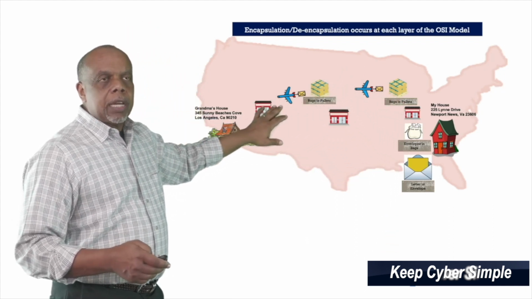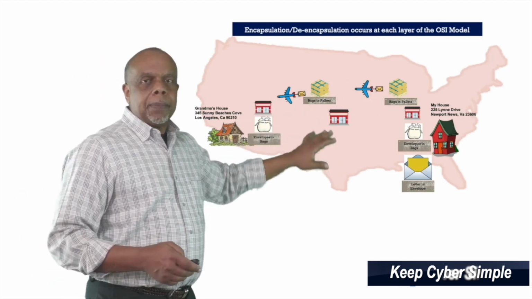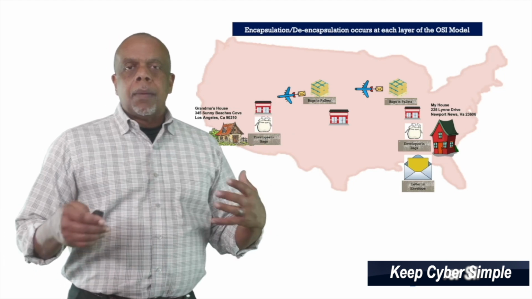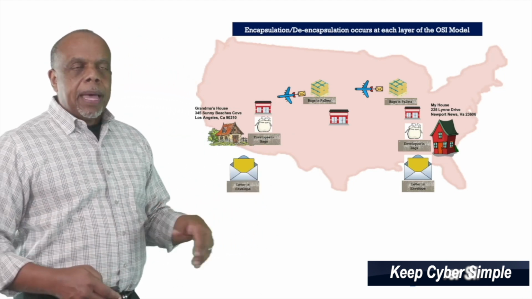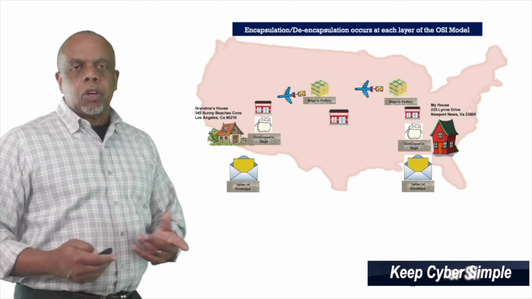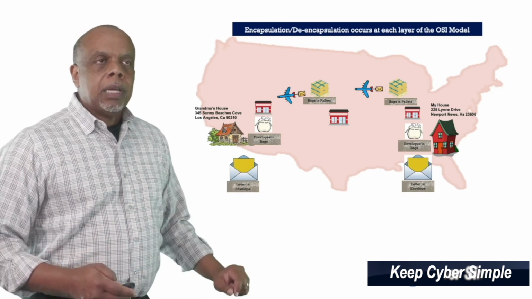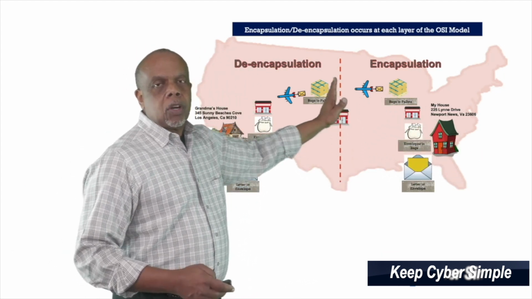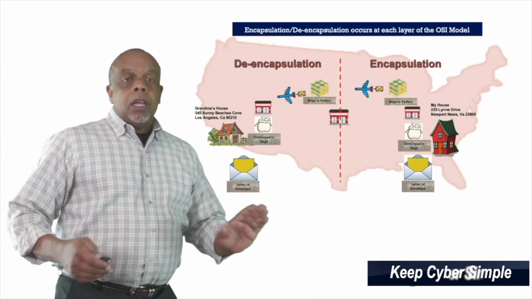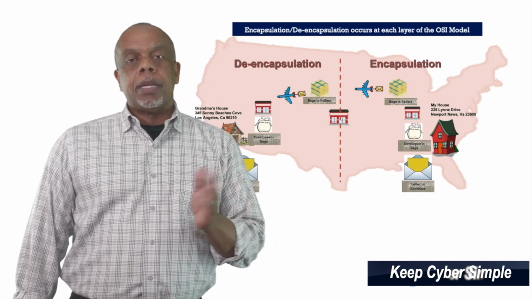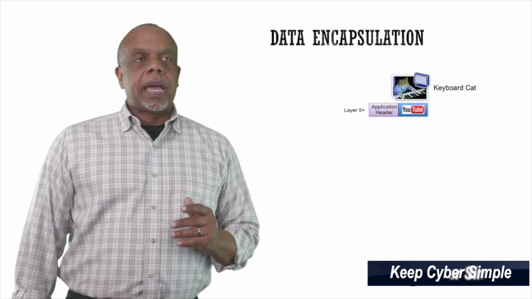Then when it goes across country, kind of the opposite happens. When it gets here, they pull it off the pallet, pull the bags out, take the letters out, send the letter, and then my grandmother gets the letter. She opens the envelope, takes the letter out. So what do we have? We encapsulate it, and then we start decapsulation. The same thing happens on our network when we're sending information, when we're sending traffic data back and forth.